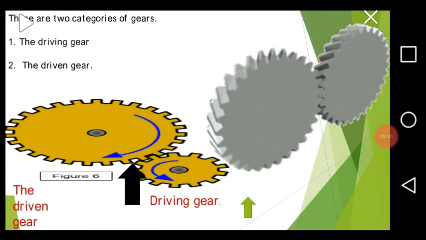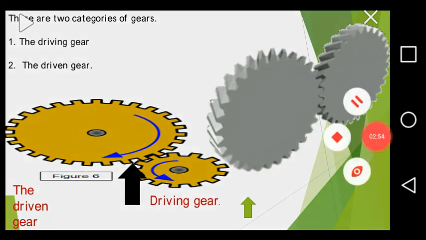The driving gear is smaller in diameter and has fewer teeth, while the driven gear is larger in size and has double the number of teeth of the driving gear. The gear ratio is defined as the ratio of the number of teeth on the driven and driving gear.